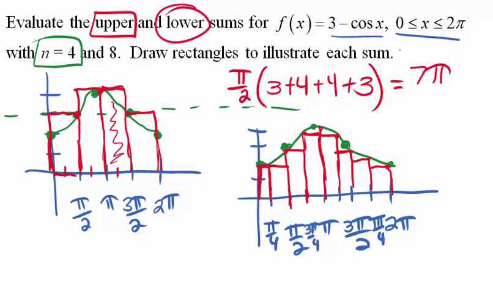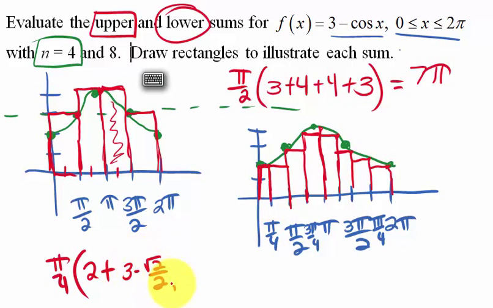We know our widths are pi over 4 each time, so we'll multiply by pi over 4. And as we look here, where this was at 0 is the lowest, and that would be cosine of 0 is 1, and 3 minus 1, we know that value is 2. And then looking here between pi fourths and pi halves, at pi fourths it would be lowest. Cosine of pi fourths is square root of 2 over 2. So this is going to be 3 minus square root 2 over 2.